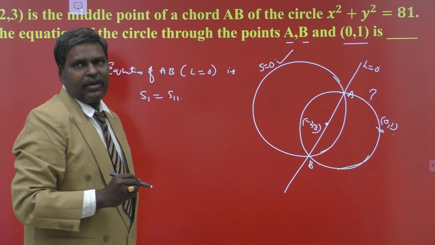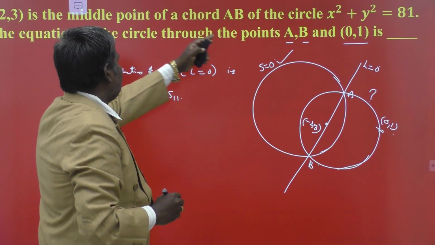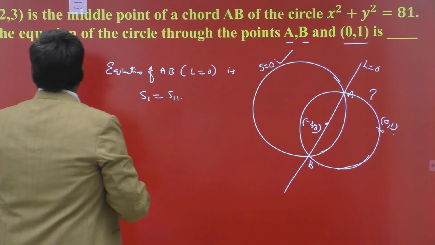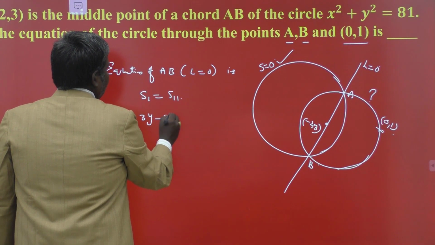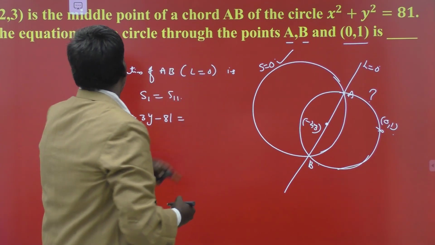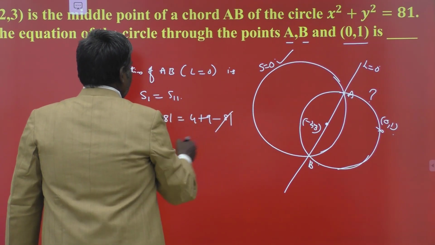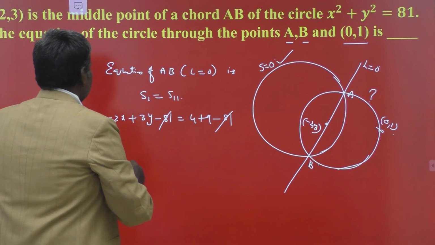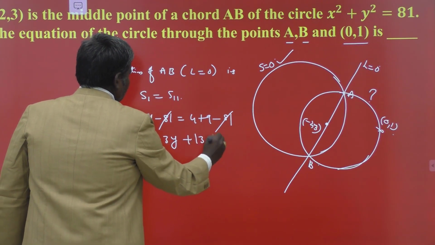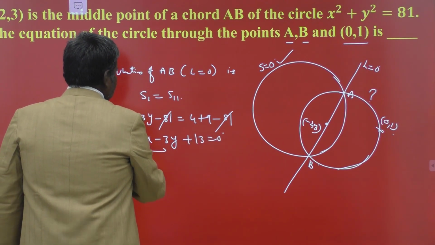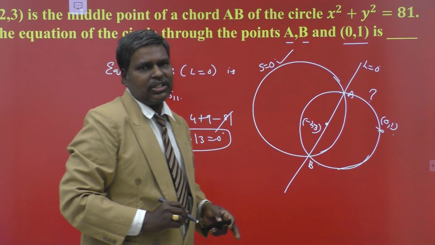In the circle chapter itself, we have the formula S1 equals S11. So I am going to apply S1 for (-2, 3) to x square plus y square equal to 81. S1 means minus 2x plus 3y minus 81 equals, substituting the point in the same circle, 4 plus 9 minus 81. The 81 and minus 81 get cancelled. So we have 2x minus 3y plus 13 equal to 0. This is my line L equals 0. So S equal to 0 we have, and L equal to 0 is also obtained.